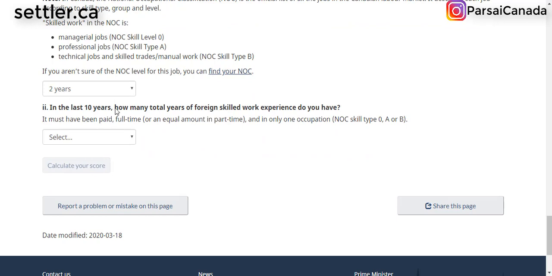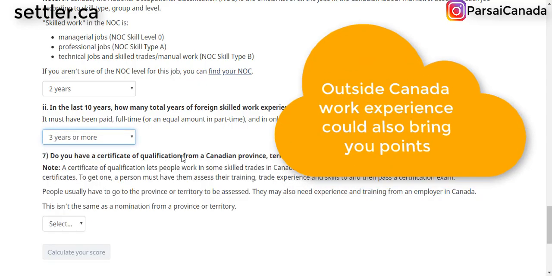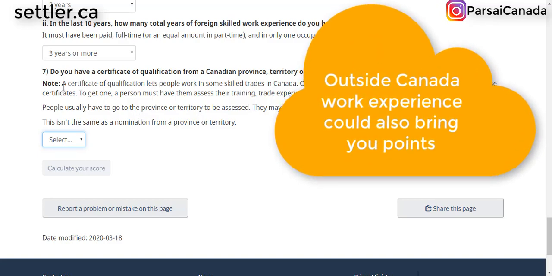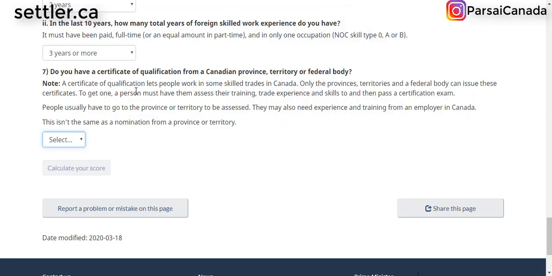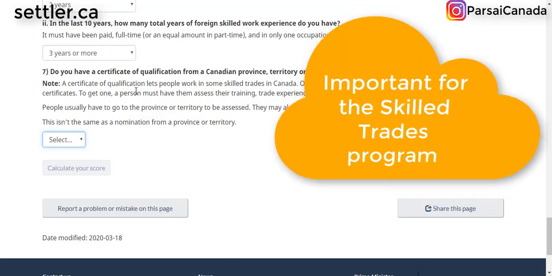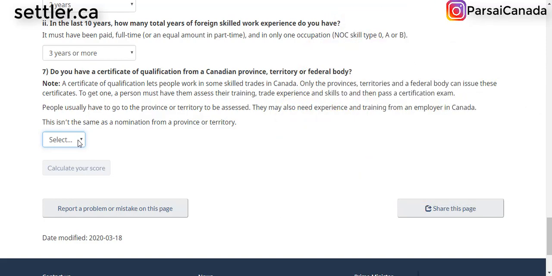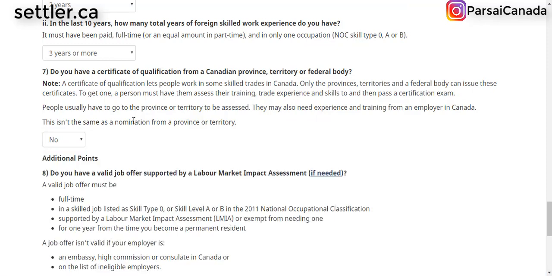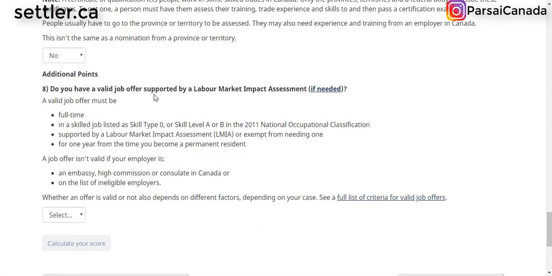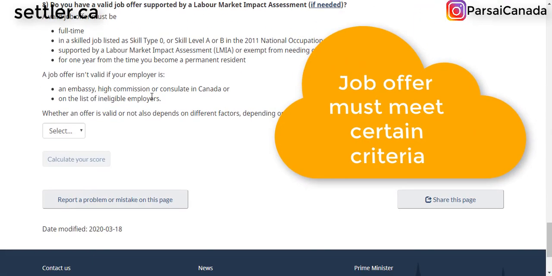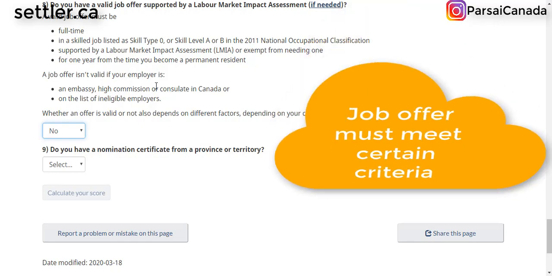The next question is, in the last 10 years, how many total years of foreign skilled work experience do you have? Let's say I have 3 or more years of foreign skilled work experience. Do you have a certificate of qualification from a Canadian province, territory, or federal body? This is normally good for the Federal Skilled Trades Program. Let's say I don't have such a qualification. Do you have a valid job offer supported by a labour market impact assessment, if needed? Let's say I don't have a job offer.